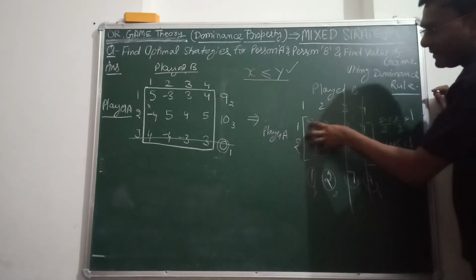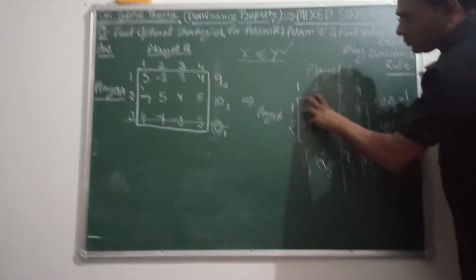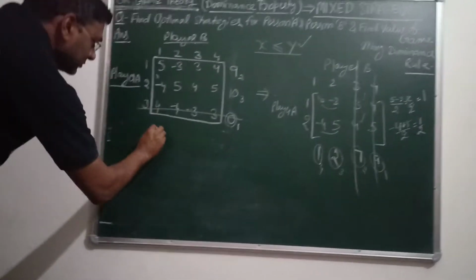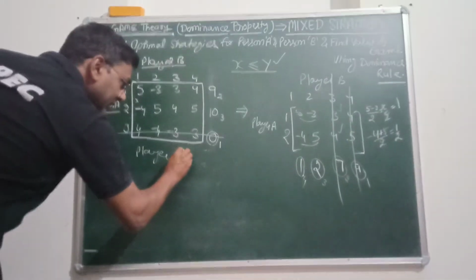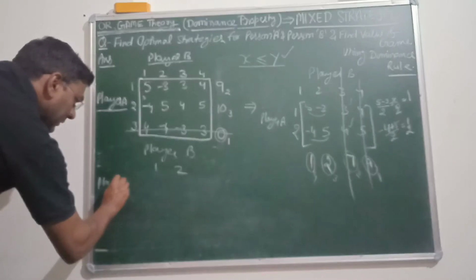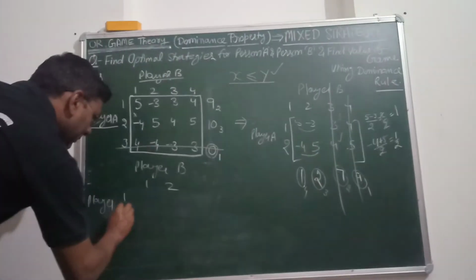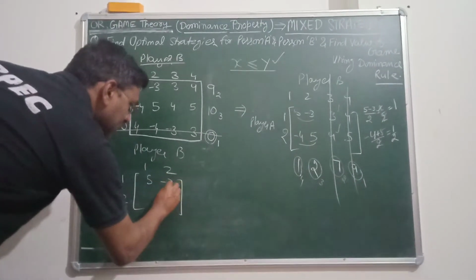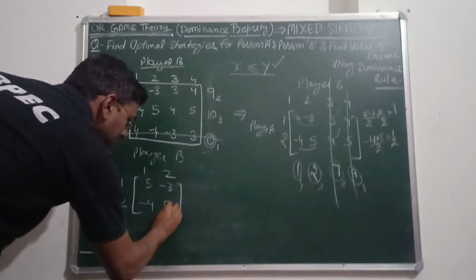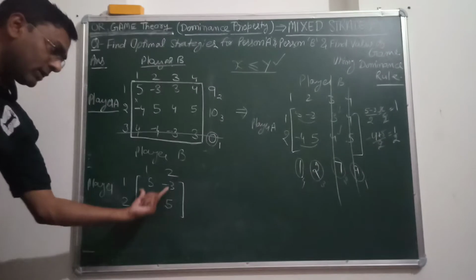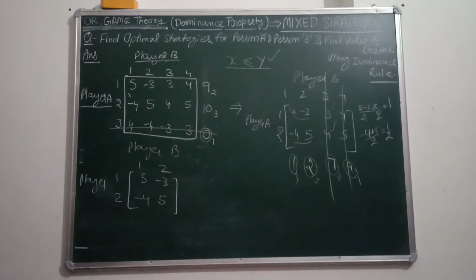So I am going to write the 2 by 2 payoff matrix which has been generated by eliminating rows and columns. So the final payoff matrix comes out to be: player B will be using only two strategies now, 1 and 2, and player A is using two strategies again, 1 and 2, and the payoff matrix is 5, -3, -4, plus 5. Now you will see that there is a 2 by 2 payoff matrix.